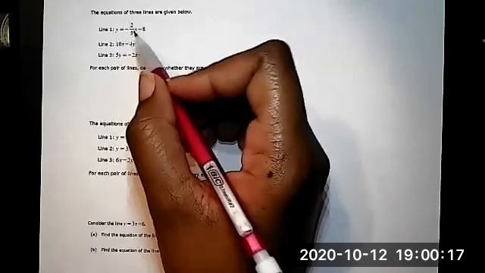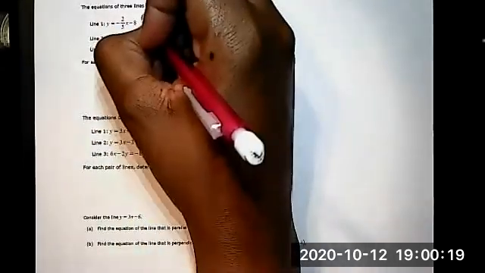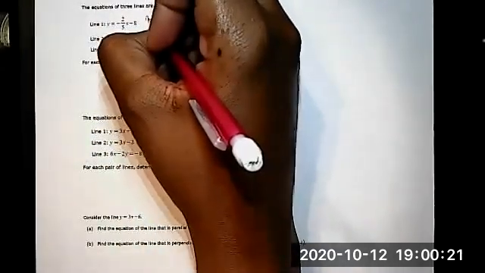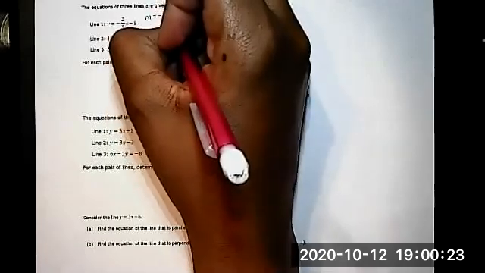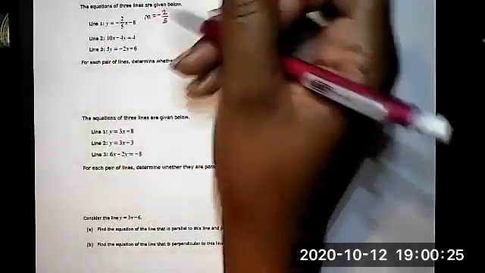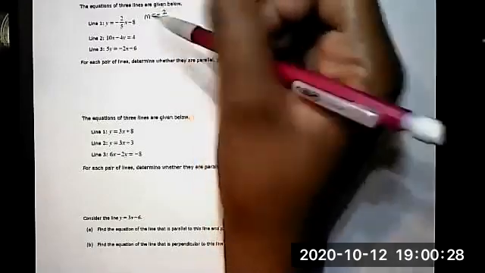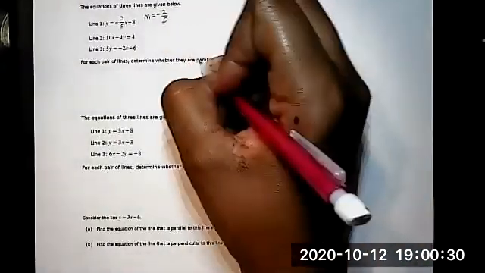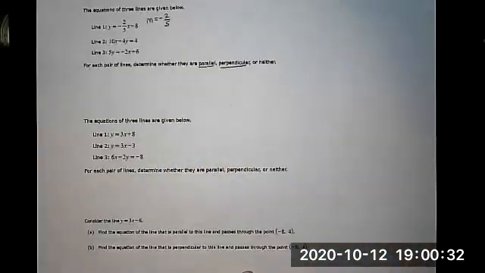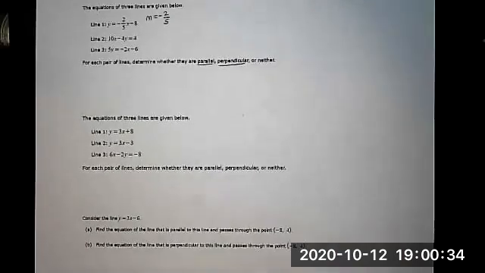So line 1 is y equals -2 over 5x minus 8. This one right here is fine. Our m is going to be equal to -2 over 5. We're good with that. Slope is -2 over 5, because that's what we're determining when we're determining if it's parallel, perpendicular, or neither.